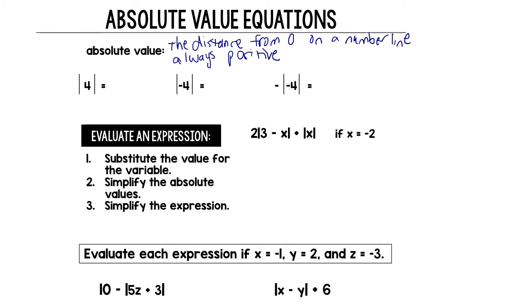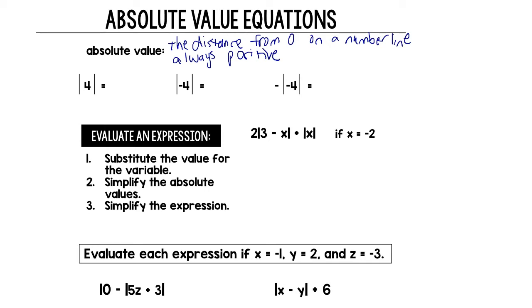It's kind of like the distance when you're going somewhere. When you come from home to school, maybe you drive 5 miles. When you drive from school to home, you don't drive -5 miles. You drive 5 miles, just in another direction. But we still say it's 5 miles. So that's how absolute value works.